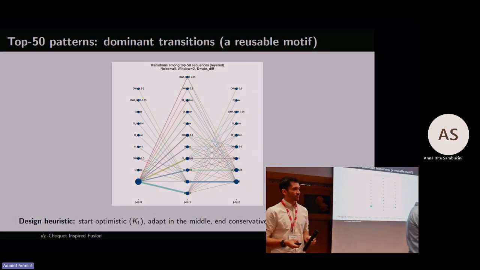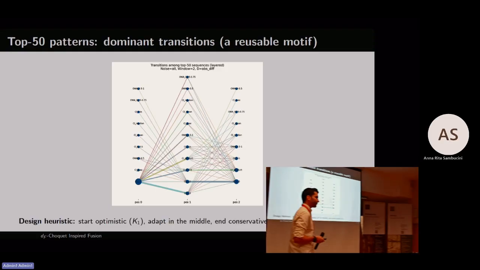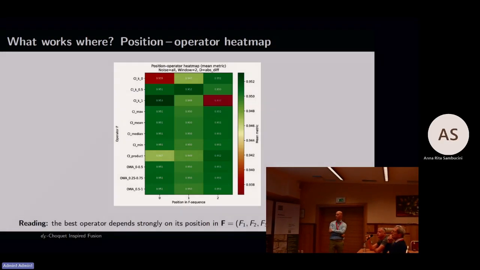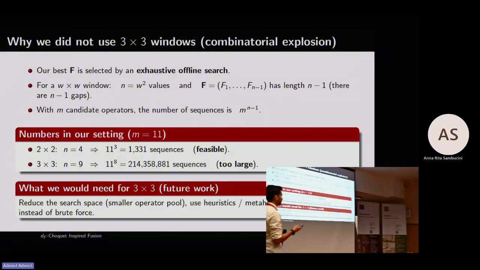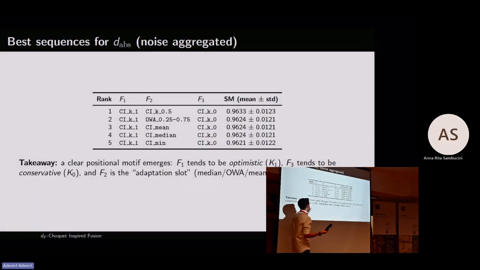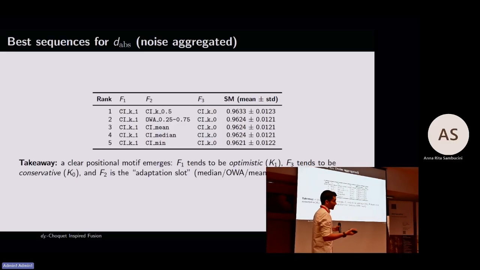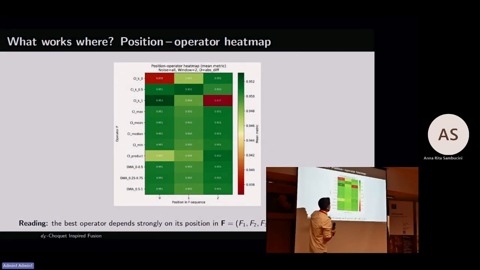Other question? You have F1 and F3 fixed, and you vary F2 only, in your modeling, no? So we vary the three of them, but in the results we found that the best candidates were the ones where the first function is the constant one, and the third function is the constant zero. But we study all the combinations. We create all the combinations.